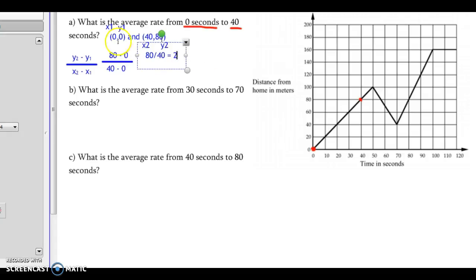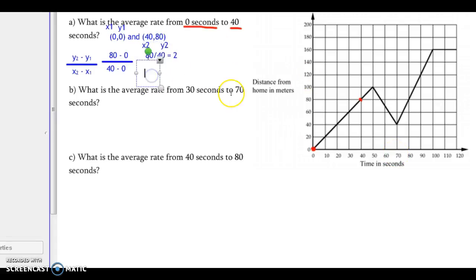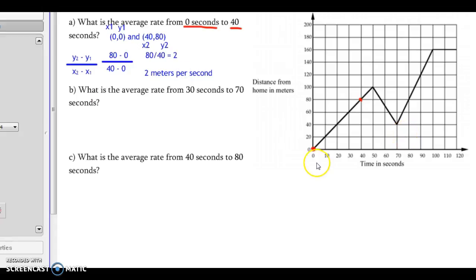So our answer isn't just 2, it's looking for an average rate from 0 seconds to 40 seconds. So it's 2, whatever these measurements are, per these measurements. So our correct and complete answer is going to be 2 meters per second. So from this point to this point, we're increasing at a rate of 2 meters per second. It's a positive rate, so that means we're increasing. And that makes sense because from here to here, every second we're going up by 2 meters. Every 10 seconds we're going up by 20 meters. So that was pretty straightforward because it's a straight line.